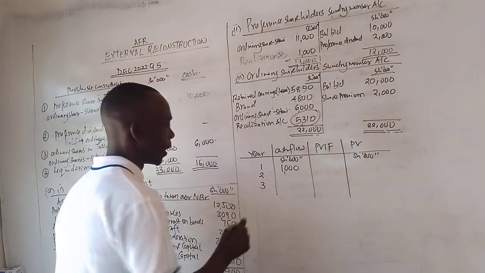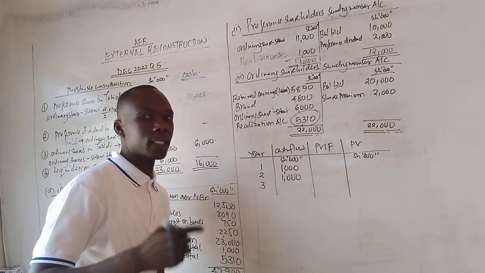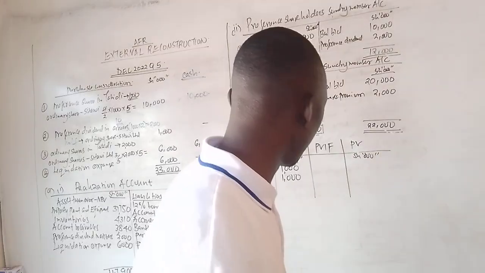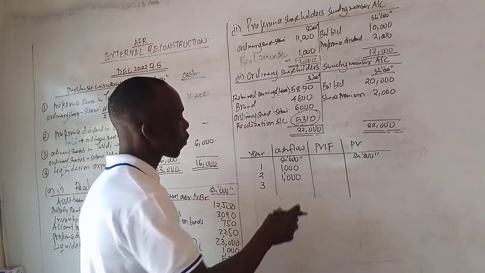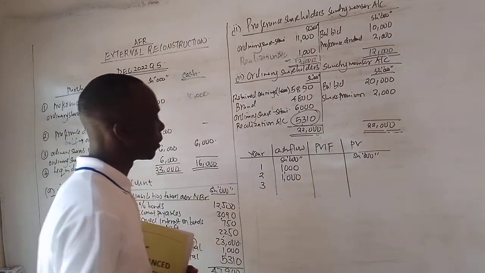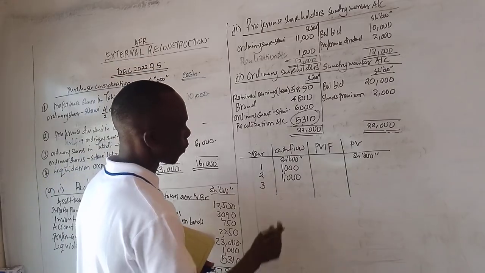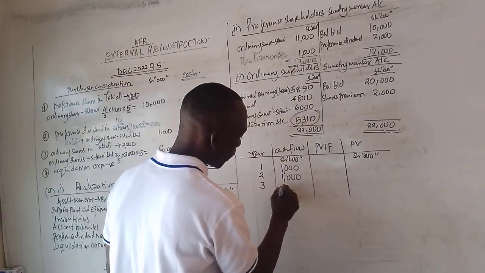1,000. Then year 2, it will give us a cash flow of 1,000. But remember, it is maturing after 3 years. So after 3 years, once it matures, we normally talk about the amount invested plus the return. So it will be 1,000 plus what was invested.